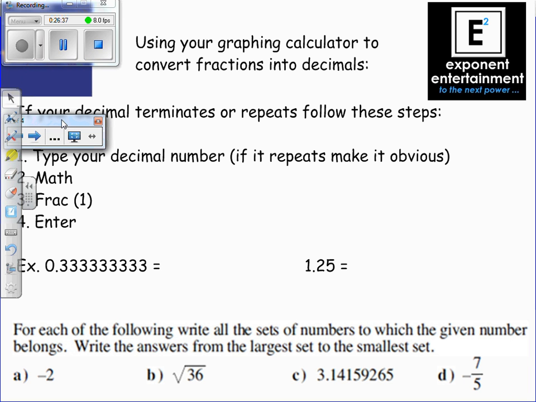Largest set to the smallest set. It's the same as up here on the board. So the first one's -2, then the square root of 36, then 3.14159265.